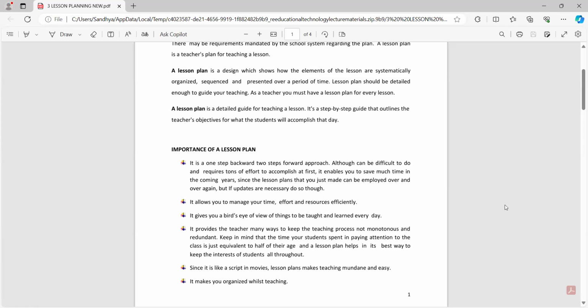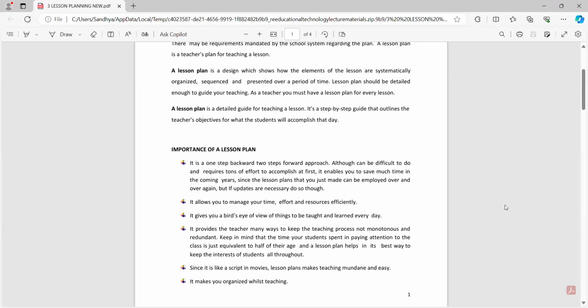One step backward is the difficulty you face right now. But it is two-step forward because you are equipped to face the future challenges in a better way. You understand? Yes, ma'am.